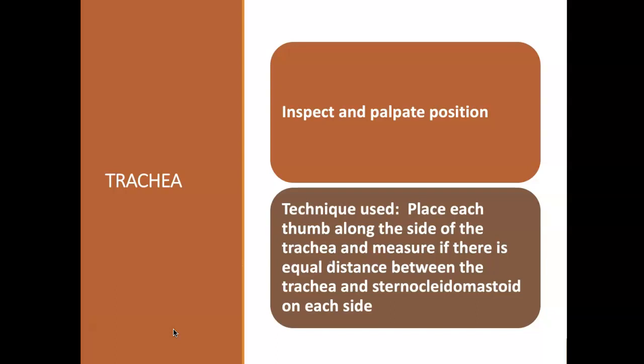The trachea, this is very important. This would be a part of your head-to-toe assessment, just at least upon inspection. You always want to make sure that the trachea is midline and not deviated. You're going to use your hand and just feel along that trachea to make sure it's where it needs to be, midline within the neck. You'll put a thumb on each side of the trachea just to measure if there's equal distance between the trachea and the sternocleidomastoid.